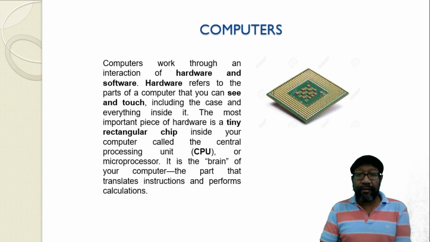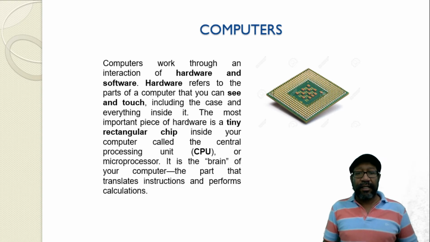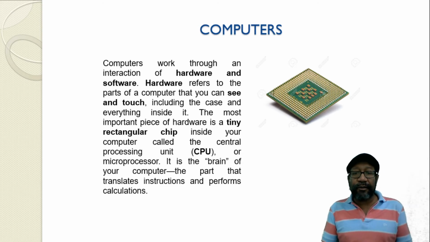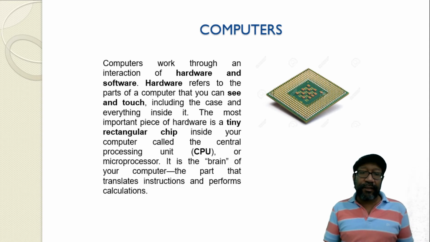The second paragraph, they go into more detail like hardware and software. Hardware you can see and touch. So now he divides the computer into hardware and software, and he's talking here more about hardware. And he's talking about a tiny rectangular chip, the CPU.